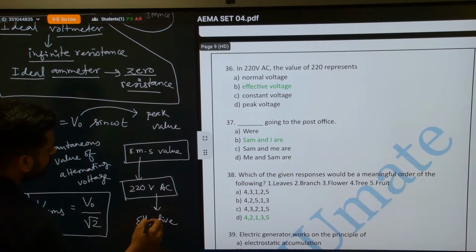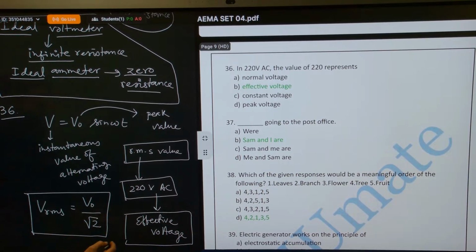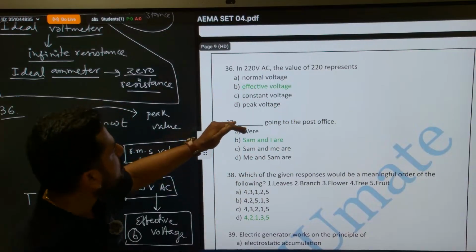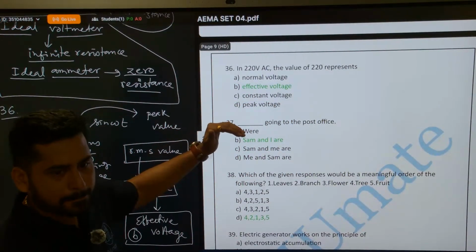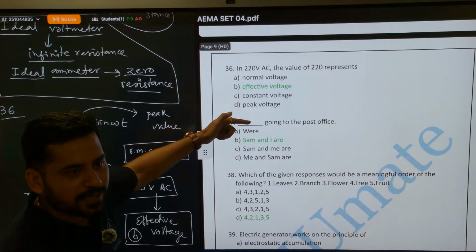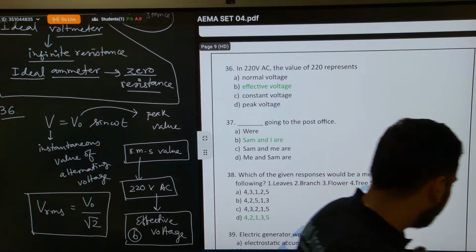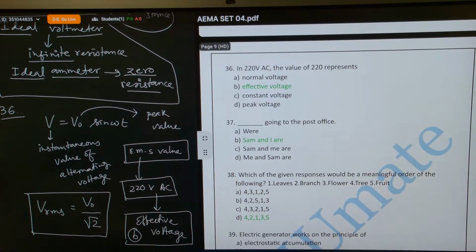Now from the options, you have to identify the right term. You know RMS, but you don't know effective voltage. Just look for something which resembles RMS. Not normal, not constant, not peak. So choose effective voltage. That is how you will solve this. Okay, let's get into the next question.